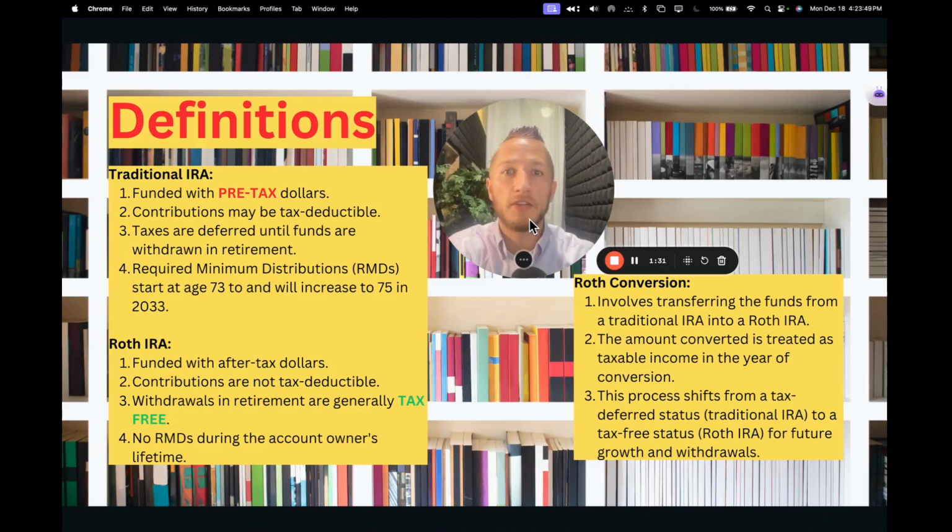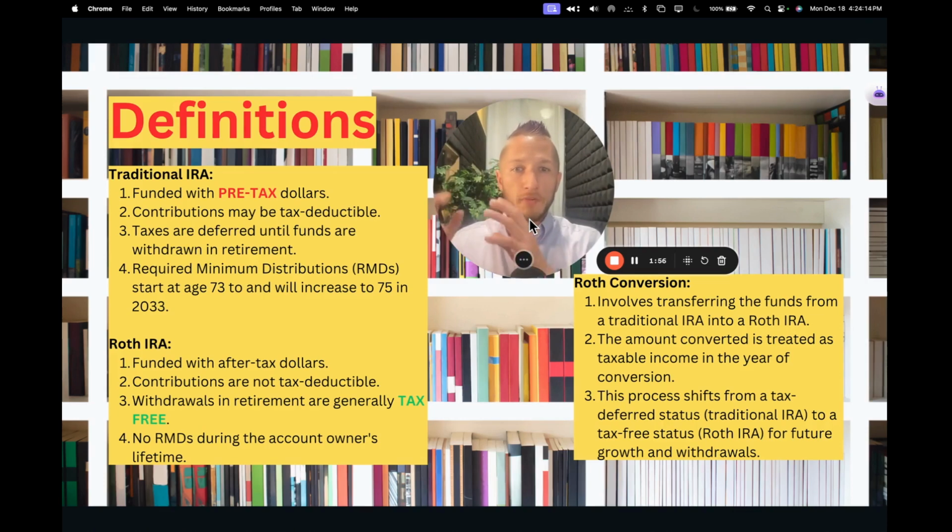And then the contributions are not going to be any tax deductions or anything along those lines, but the money is going to come out tax-free. Tax-free is highlighted in green bold letters because that's a big deal in my opinion. There are also not going to be any required minimum distributions forced upon you with a Roth IRA as well. Now, the topic of today's video is a Roth conversion.